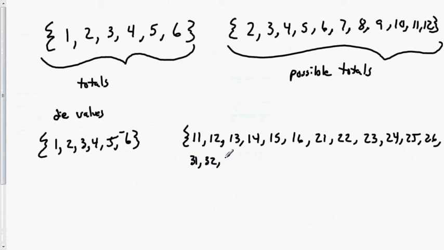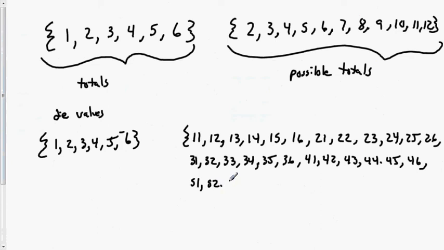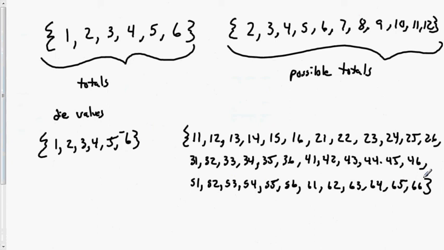2, 1, 2, 2, 2, 3, 2, 4, 2, 5, 2, 6, and so on through 6, 6. Now, these are not numbers. It's not 11, 12, 13, 14. These are actual values on the die. A 1 and a 1, a 1 and a 2, a 1 and a 3, a 1 and a 4, a 1 and a 5, a 1 and a 6, a 2 and a 1, a 2 and a 2, a 2 and a 3, a 2 and a 4, a 2 and a 5, etc.